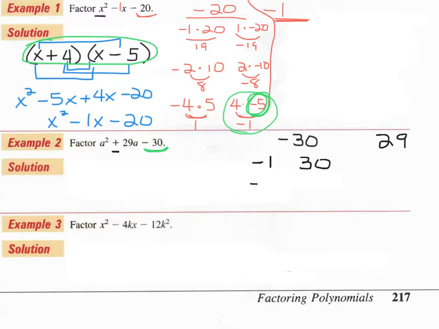So then I can also do -2 times +15, -3 times +10, -5 times +6. I'm going to go ahead and add these now to see which one gives me 29.